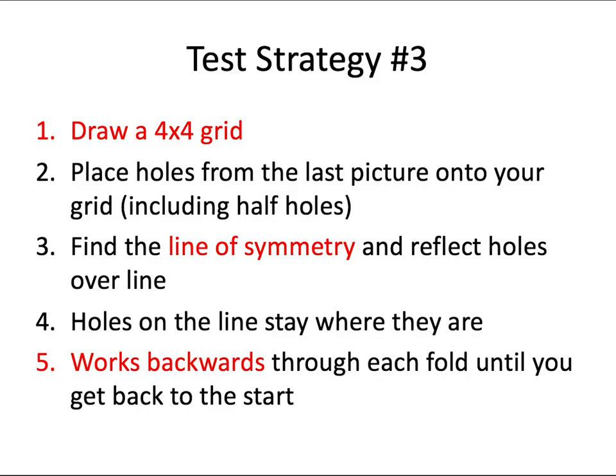So here's my personal strategy in a nutshell. You first draw a 4x4 grid. Then you place holes from the last picture onto your grid. You include half holes in this. Then you find the line of symmetry and reflect holes over that line. Holes on the line stay where they are, and then you continue to work backwards through each fold until you get back to the start.